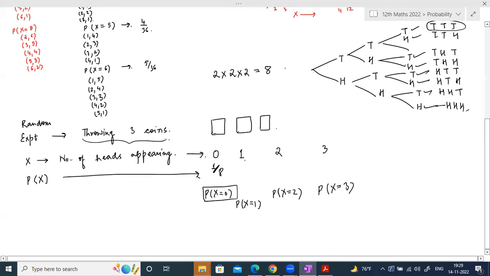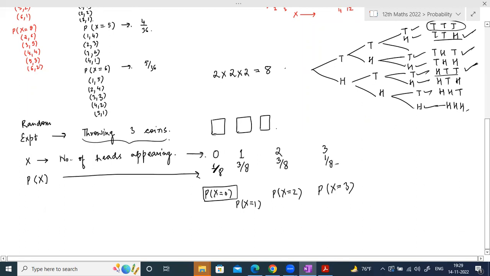In how many outcomes is one head coming? एक बार जब हेड आए, 3/8. हाँ, क्योंकि एक बार जैसे हेड टेल टेल, टेल हेड टेल, टेल टेल हेड। In how many outcomes are two heads coming? 3 again. ये भी 3/8. And how many for three heads? 1/8, 1 by 8.